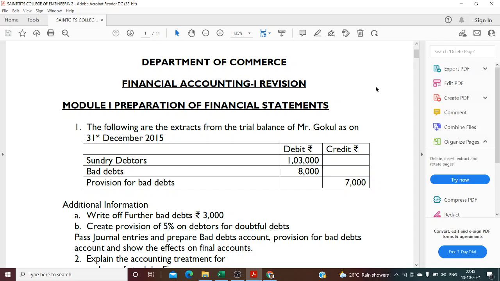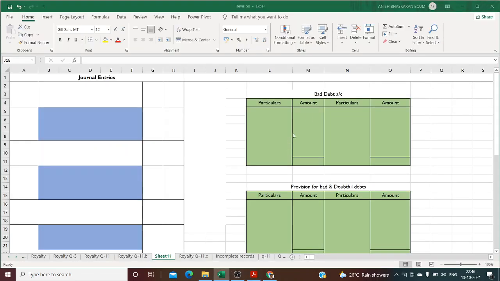Now coming to additional information: write off further bad debts rupees 3,000 and create provision of 5% on debtors for doubtful debts. Pass journal entries, prepare bad debts account, provision for bad debts, and show the effects on final accounts. So here we have to open two accounts, bad debts and provision for bad and doubtful debts.